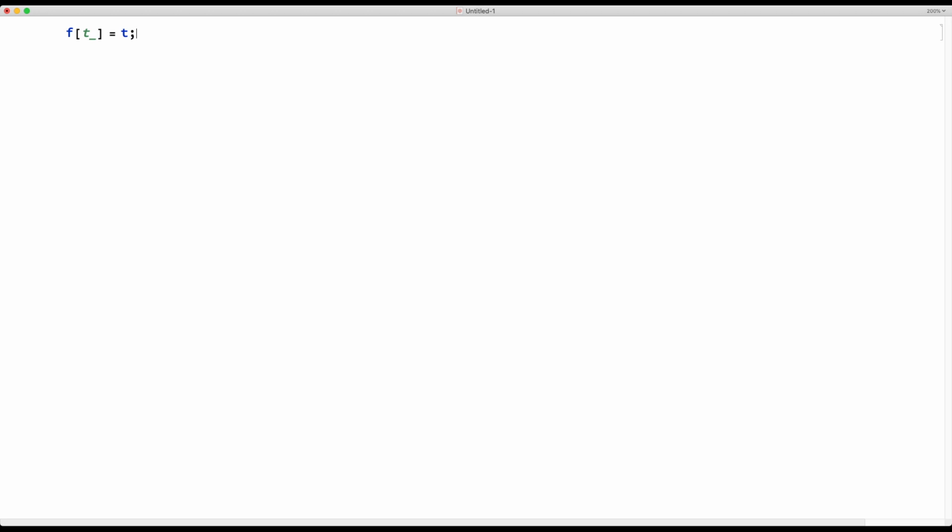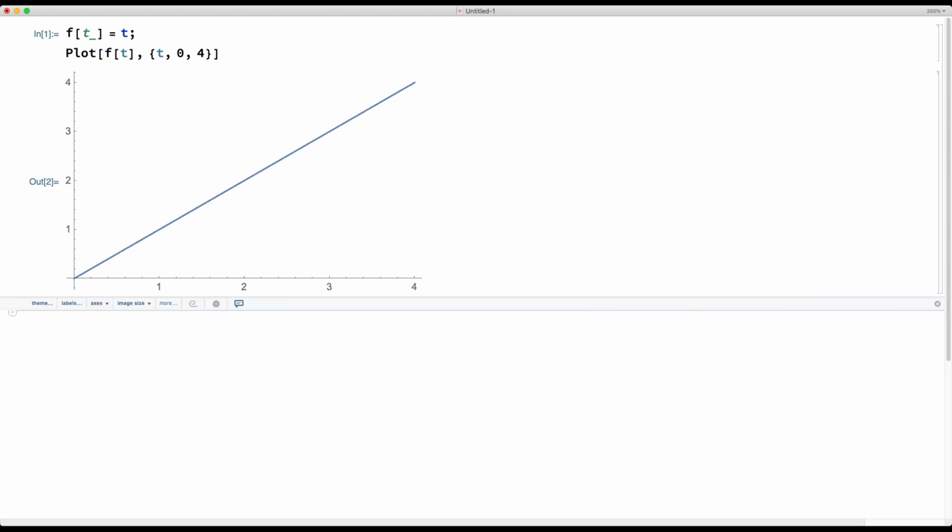All right, so I'll pick f of t as t. And if I graph this, I'll just plot it from 0 to 4. That's probably good enough. And not shockingly, what do we get? A straight line. Okay, great.